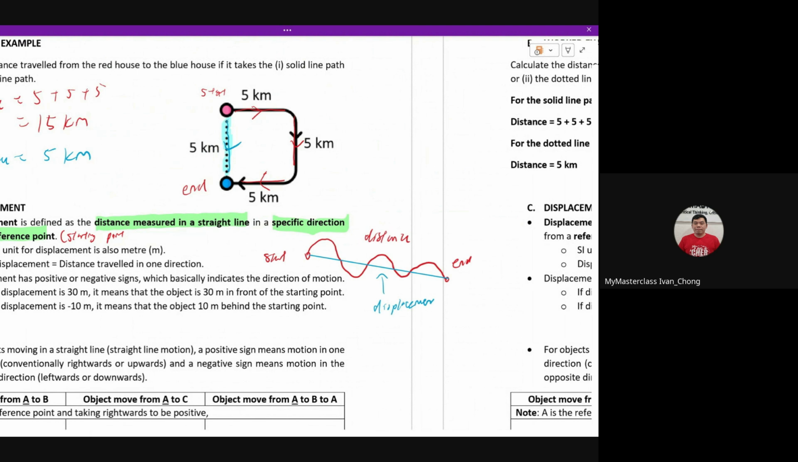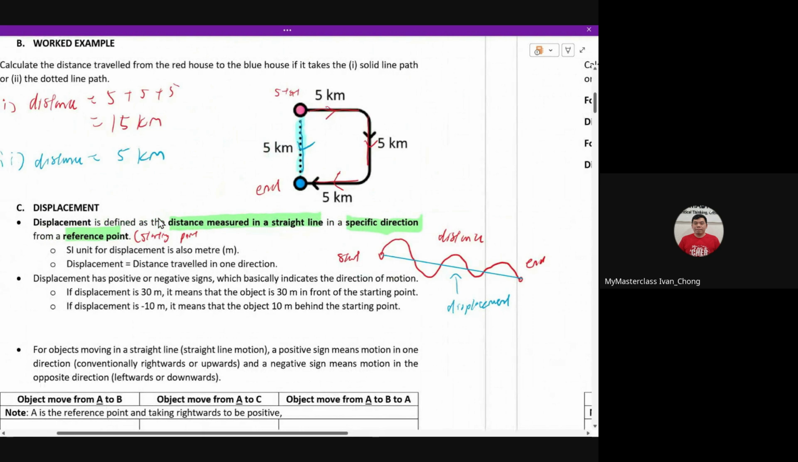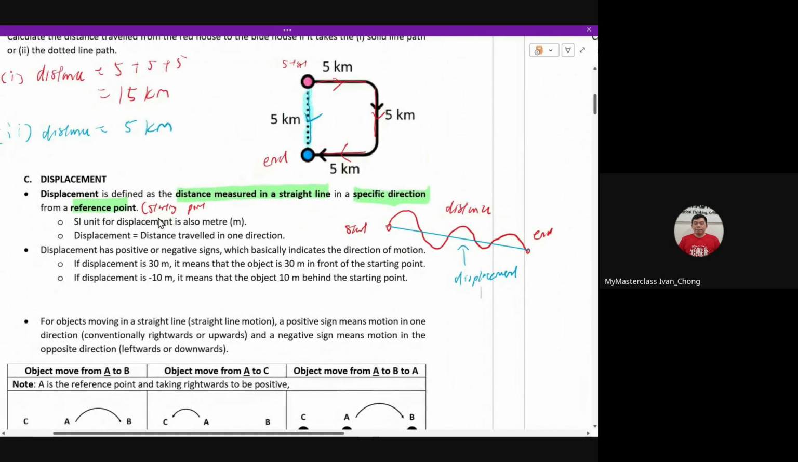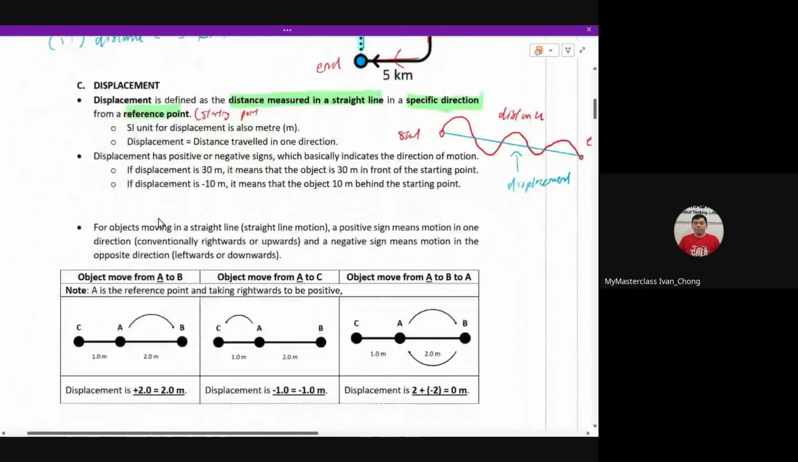So basically your displacement is a bit special. It doesn't care about the path that you take. It just wants to know from start to end, what is that specific distance in a straight line. And displacement is a bit special in that you actually need to say the direction. Am I moving to the right, to the left, up, down, north, south, east, west, northeast, northwest, whatsoever. So you probably will need to be very careful which direction is which.